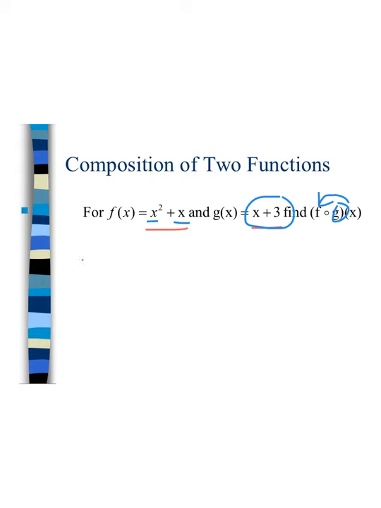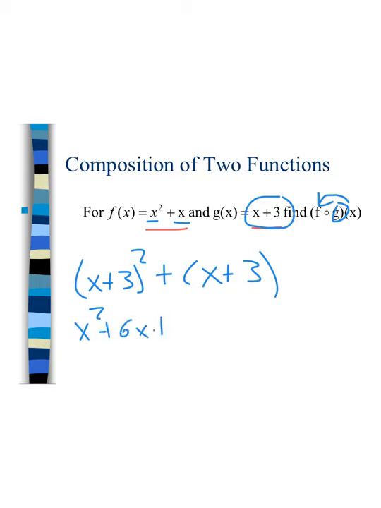All right, so instead of x squared, I'm going to have x plus 3 squared, and then instead of x, I'm going to have x plus 3. I'm going to go ahead and square this. I get x squared plus 6x plus 9, and then I have plus the x plus 3. And when I simplify all of this, we get x squared plus 7x plus 12. And that is our composition for the two functions. Just want to reiterate, I took all of the inside function and I plugged it into the outside function everywhere we saw an x.